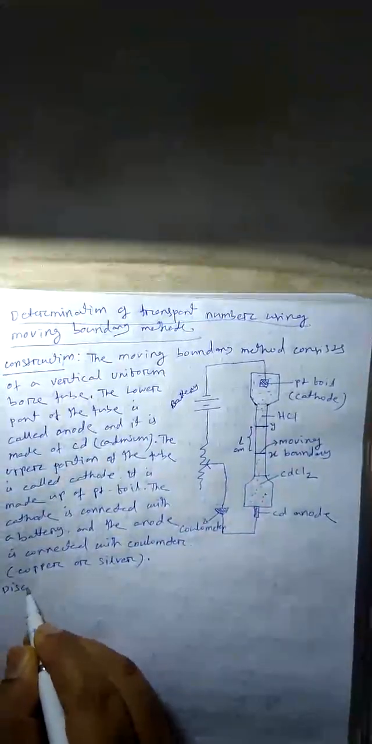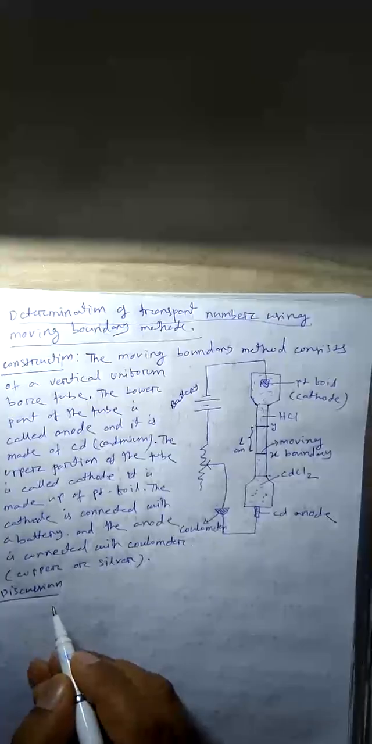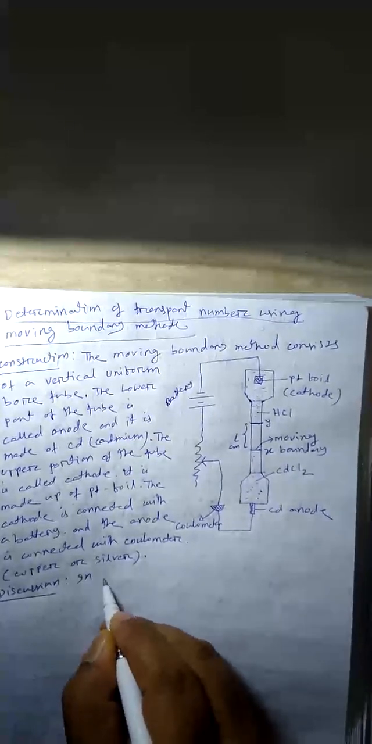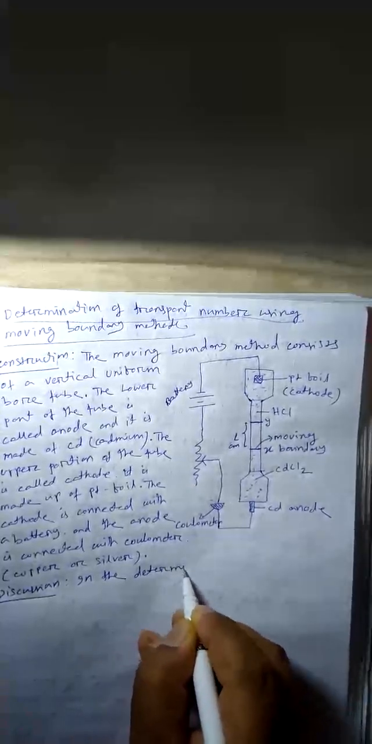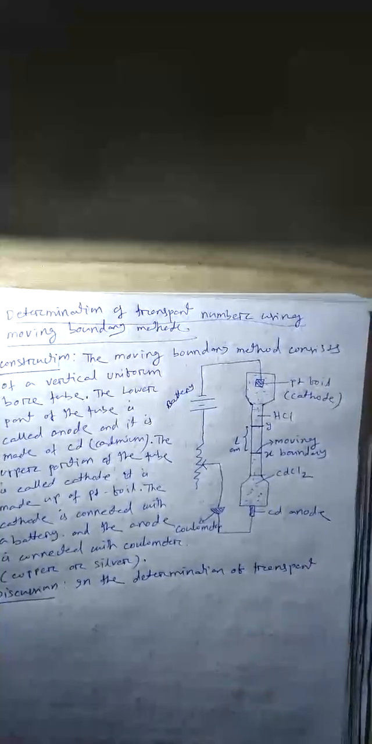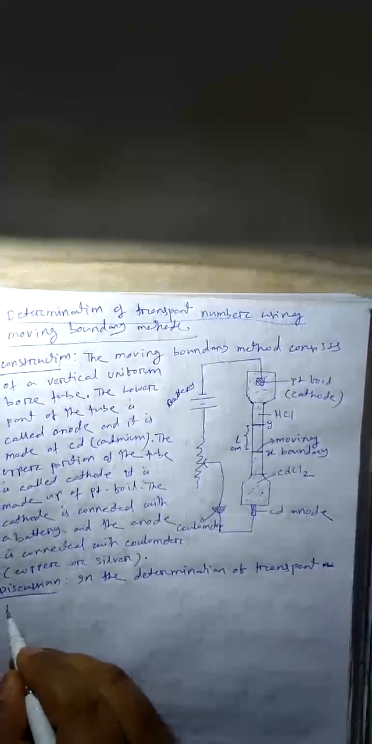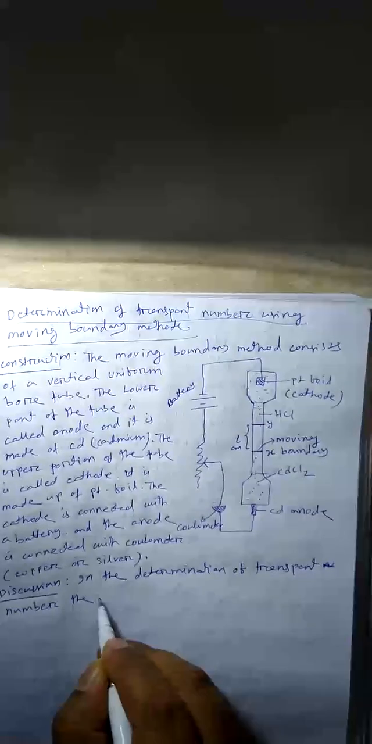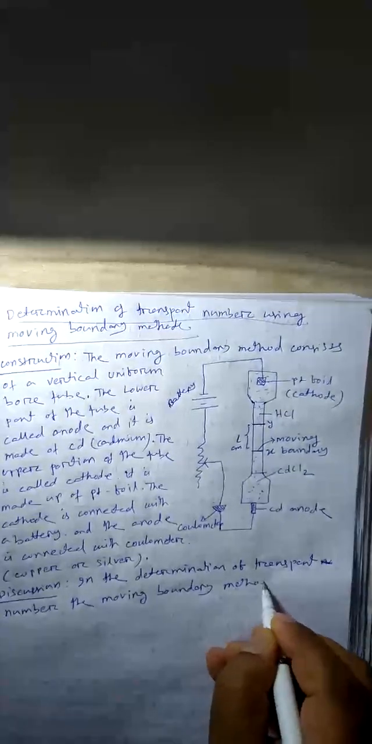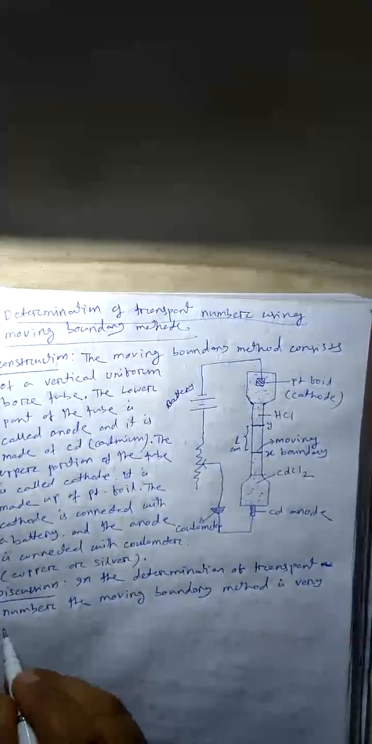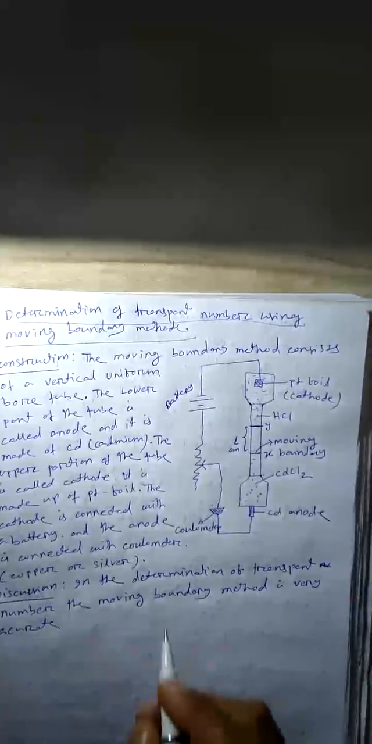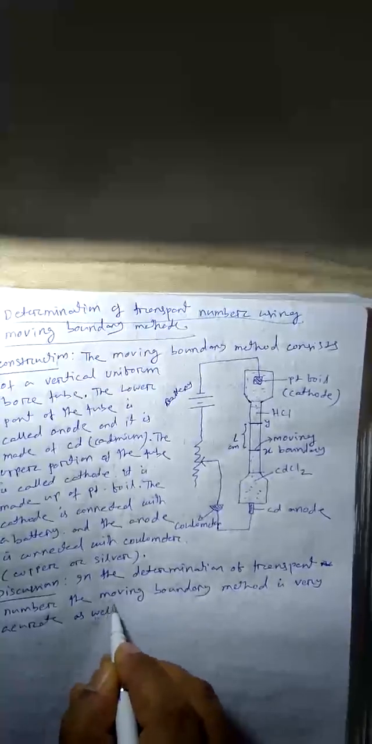Then the discussion. In the discussion, you write that in the determination of transport number, the moving boundary method is very accurate, as well as very simple.